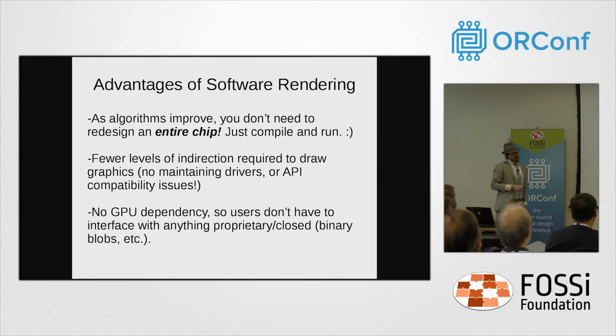So what are the advantages of software rendering? Well, as algorithms improve, you don't need to redesign an entire chip. You can just compile and run. So rapid prototyping. Then, of course, there are fewer levels of indirection required to draw graphics. So I don't have to write a whole driver stack or create an API to interface with it. And then there's no GPU dependency. So I'm not potentially interfacing with something that's proprietary or closed and going against the spirit of free software.